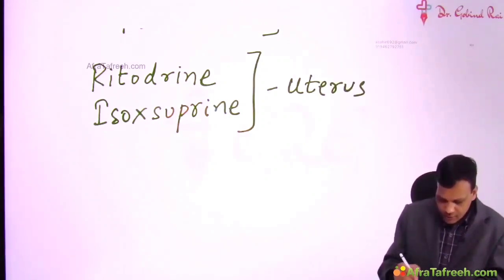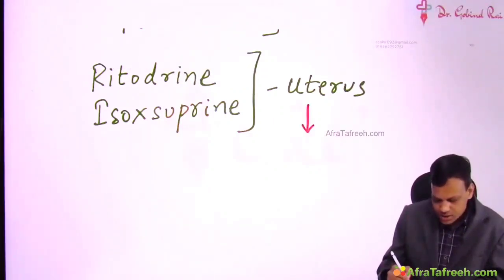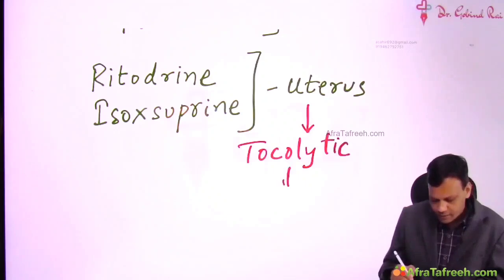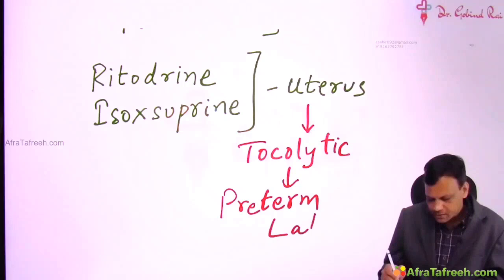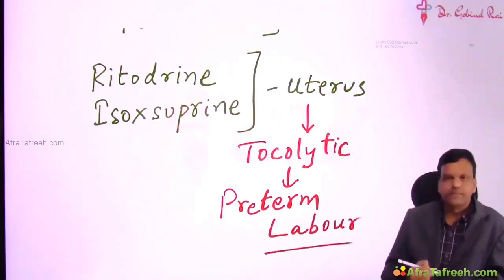So what is the effect of stimulating beta-2 on the uterus? Yes, it relaxes the uterus. So these drugs are used as tocolytic drugs for treatment of preterm labor. So they are used to delay the labor pains in preterm labor.